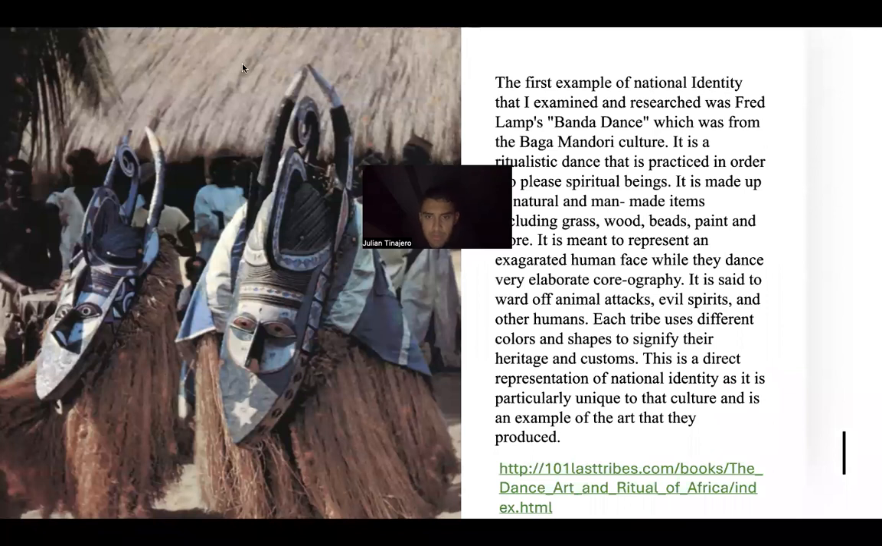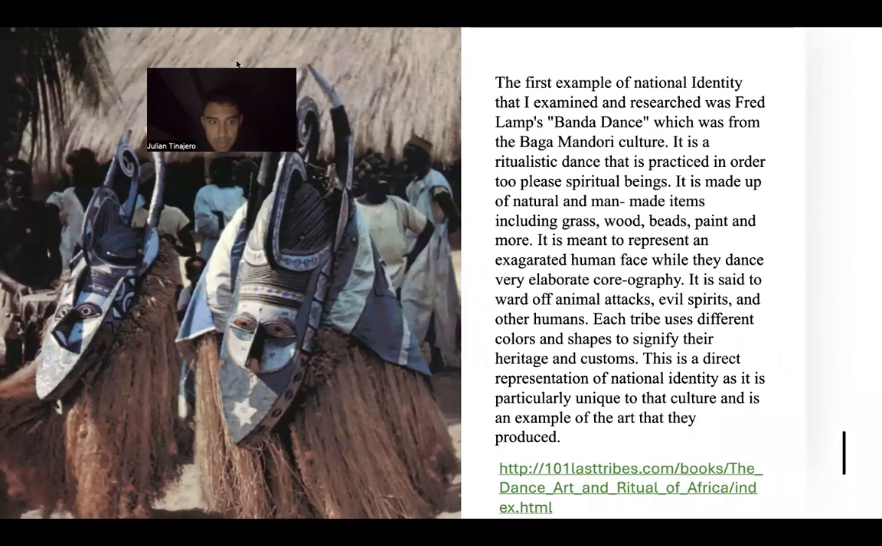The first example of national identity that I examined and researched was Fred Lamb's Banda Dance, which was from the Bagamandori culture. It is a ritualistic dance that is practiced in order to please spiritual beings. It is made up of natural and man-made items, including grass, wood, beads, paint, and more. It could be anything that they grab from the land or specifically make by hand. It is meant to represent an exaggerated human face, while at the same time dancing elaborate human-like or animal-like movements, with very elaborate choreography. It is said that they are meant to ward off animal attacks, evil spirits, and other humans. It was also meant to please elders in that tribe.